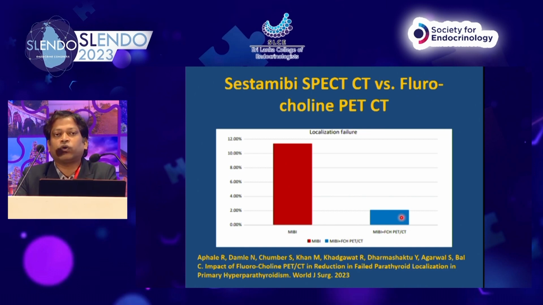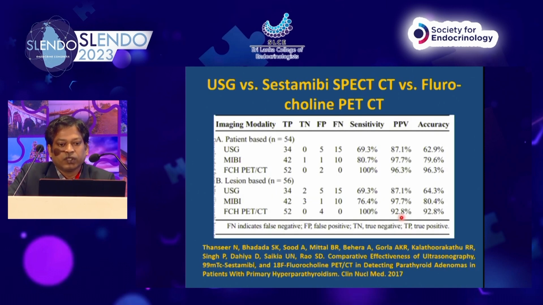So there is no need to recommend this investigation to all the patients. It has a specific role if the initial 2 or 3 first-line investigations are negative. This is another study from Chandigarh in India. Here they compared ultrasound versus MIBI versus choline PET scan.